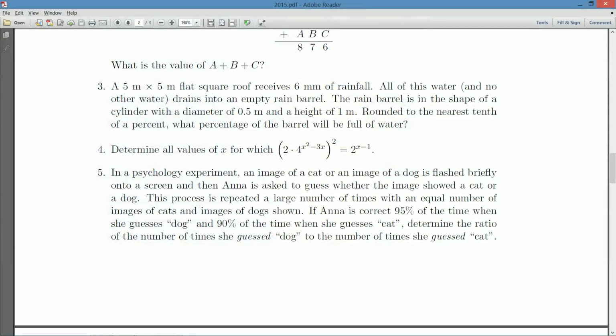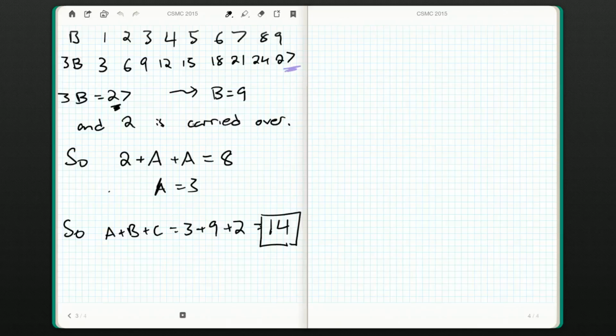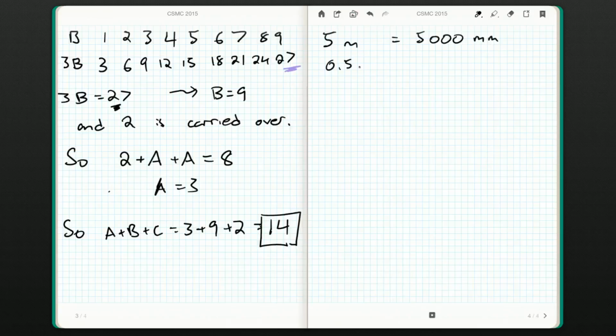So first, I'm going to convert everything to millimeters. Okay. So 5 meters is 5,000 millimeters. We also saw 0.5 meters. This is going to be 500 millimeters, and we saw 1 meter. So that's going to be 1,000 millimeters. Okay, so we converted our units, very important. So now we can start talking about everything in terms of the volumes will be millimeters cubed. So how much rainfall is there?